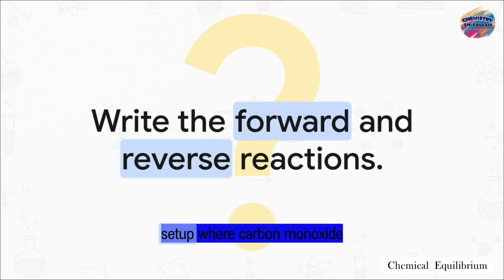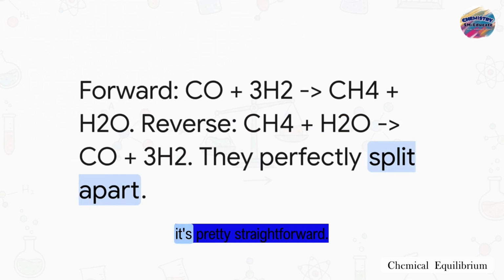We're dealing with an overall setup where carbon monoxide gas reacts with 3 molecules of hydrogen gas to form methane and water vapor. The really crucial point here is figuring out how to break down this single equation into its two separate directional parts. To write the forward reaction, it's pretty straightforward.